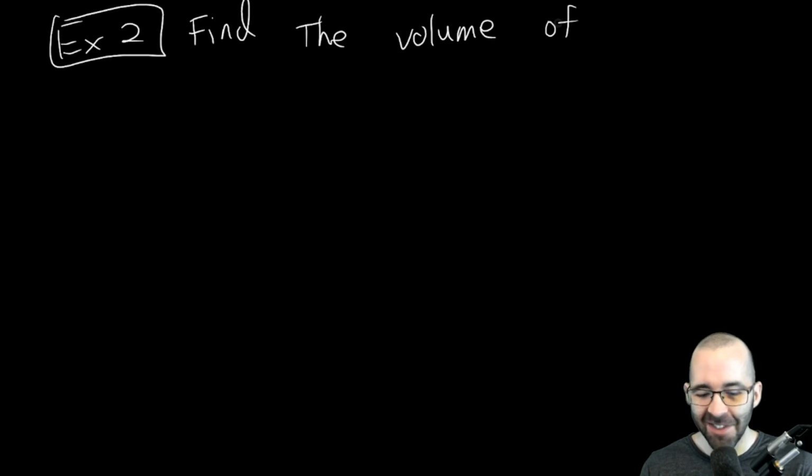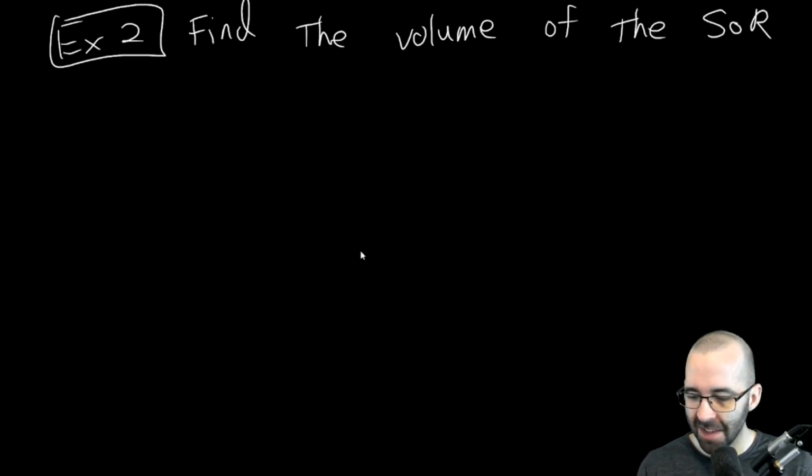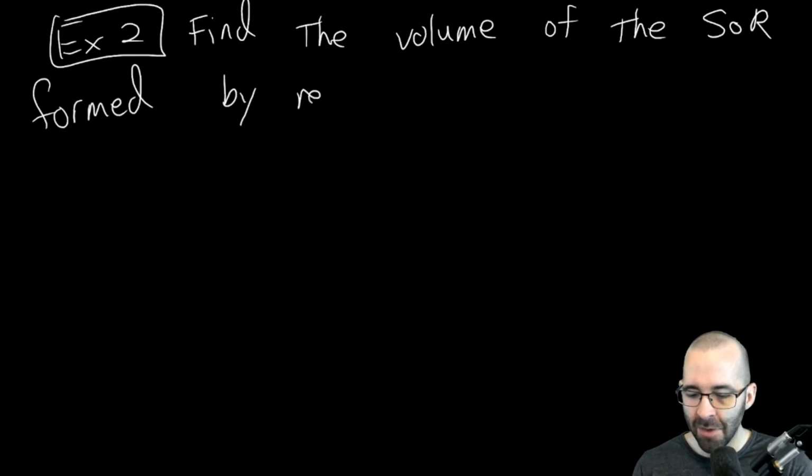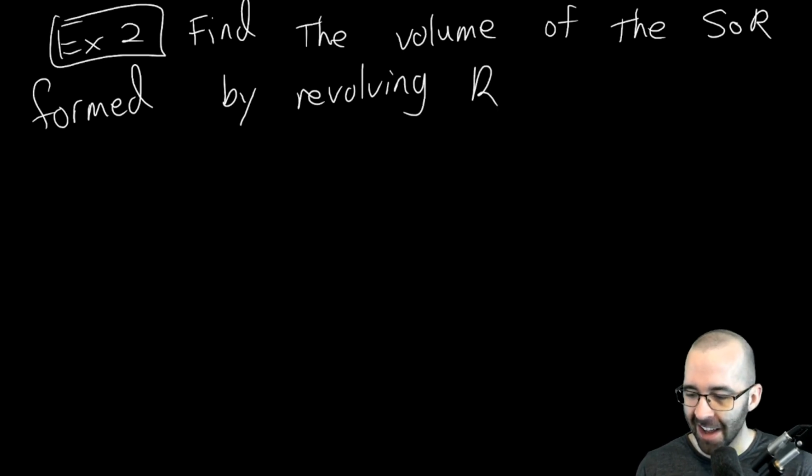Find the volume of the solid of revolution formed by revolving R about the x-axis.